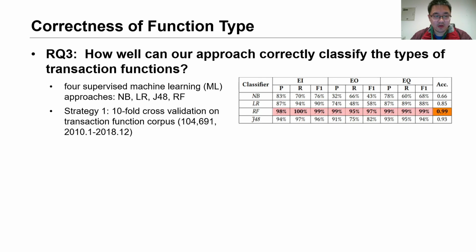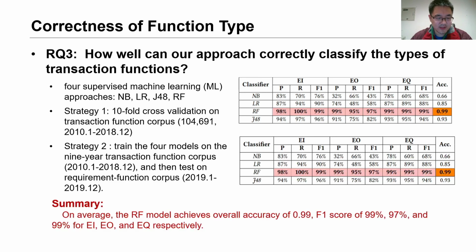To evaluate the correctness of the function type, we propose research question 3. How well can our approach correctly classify the type of the transaction function? We use the four popular classification algorithms, and we use two strategies to evaluate the performance. One is the tenfold cross validation on the transaction function corpus. The other is to train the full models on a nine-year transaction function corpus from 2010 to 2018, and then test on the requirements function corpus in 2019. The two tables show the evaluation results.